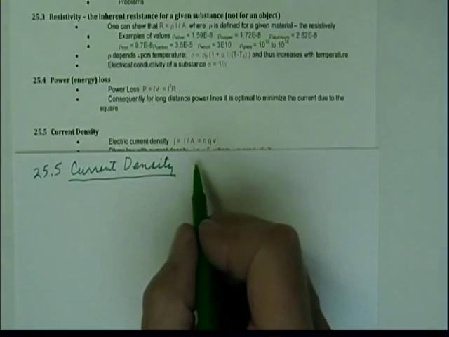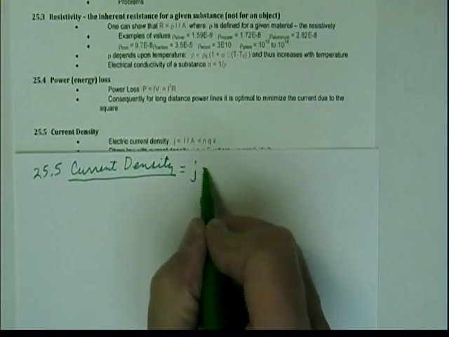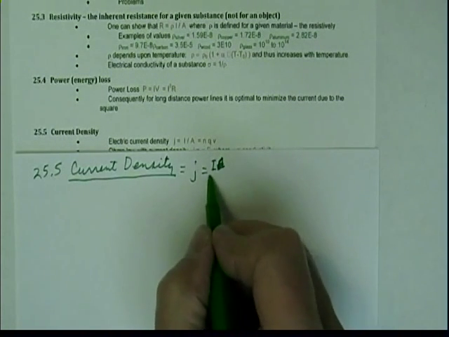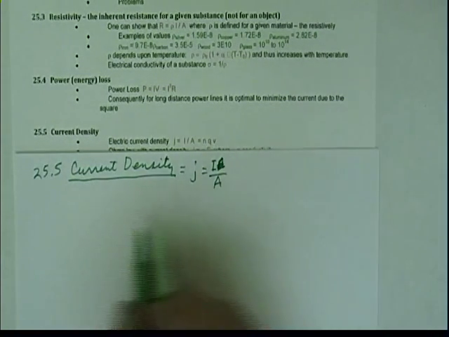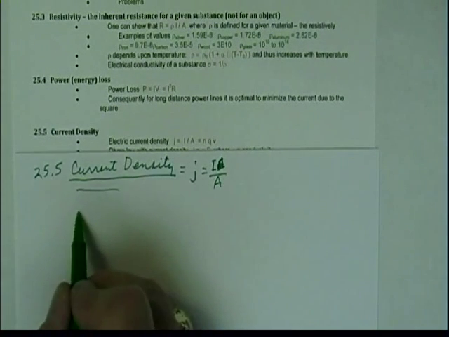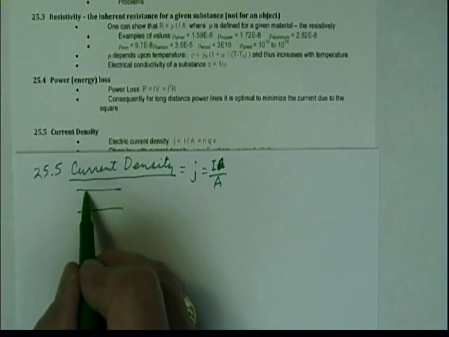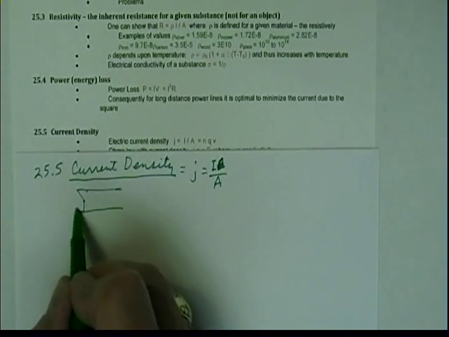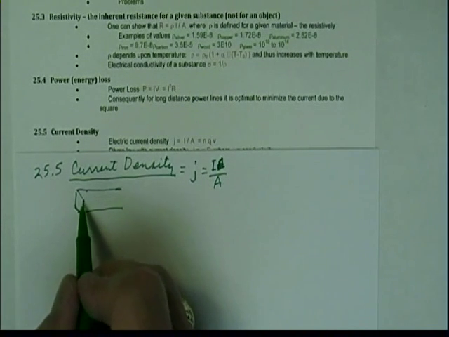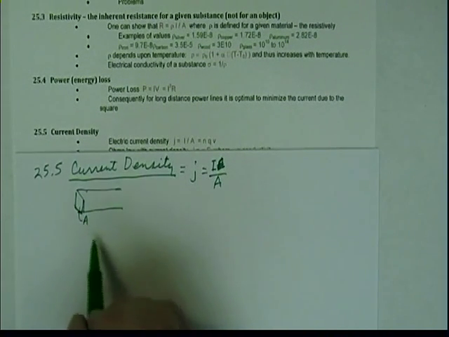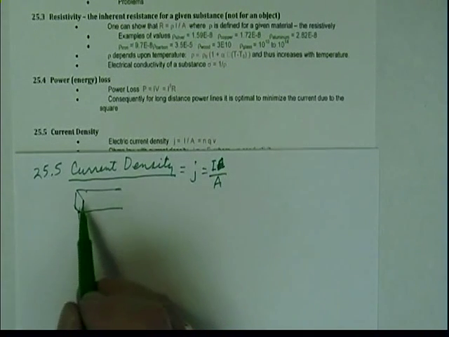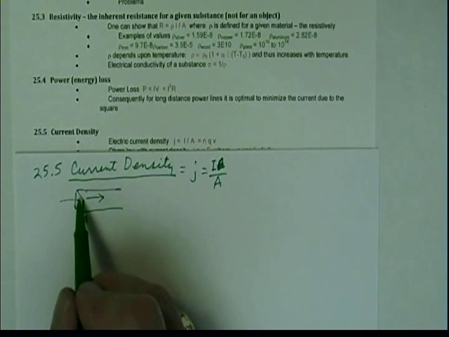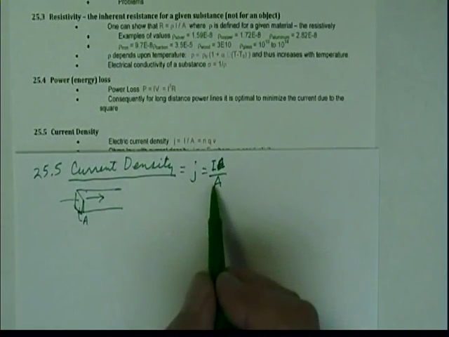We can define current density J as the current I divided by the area. And if I think about an object through which current is flowing, for example, if I have a large area, try to draw a square end to that. So I have a large area here. You can see that the current density, as the current is flowing into here, is not as great as if I had a very, very small area.